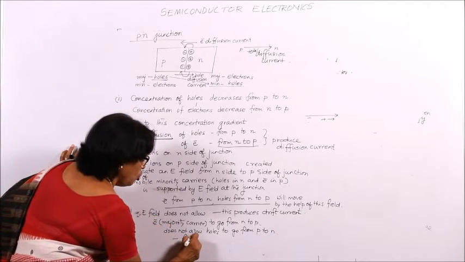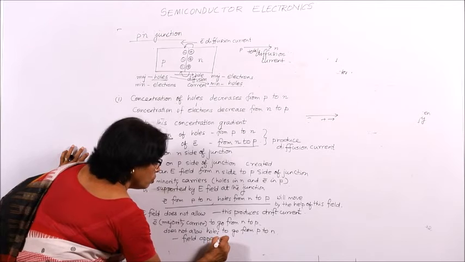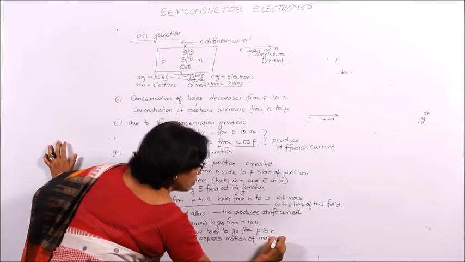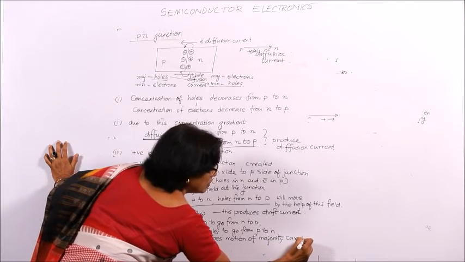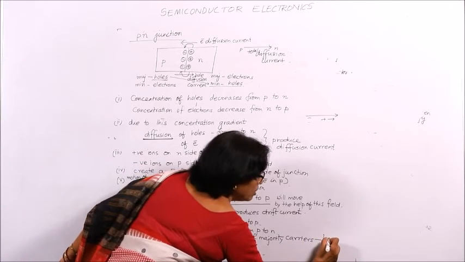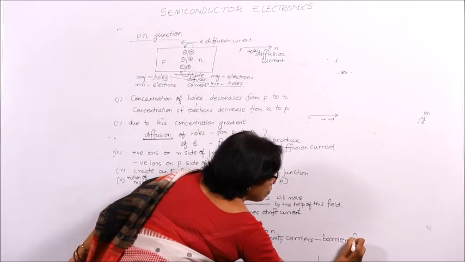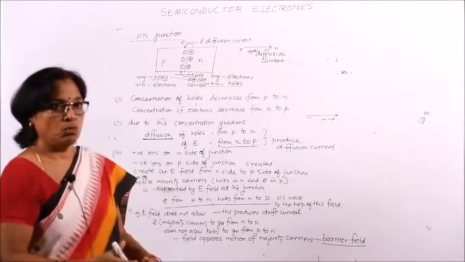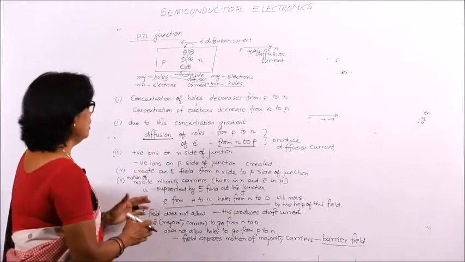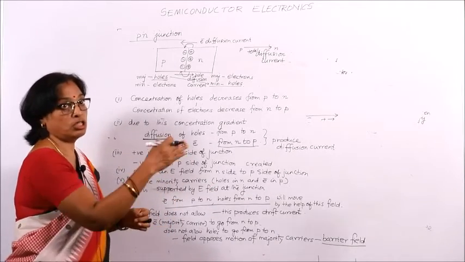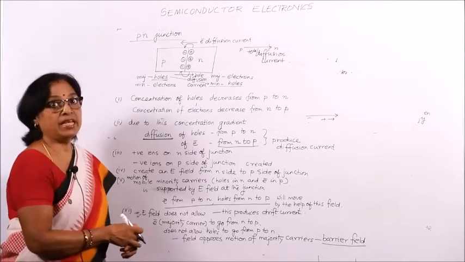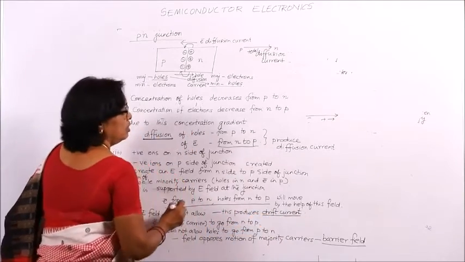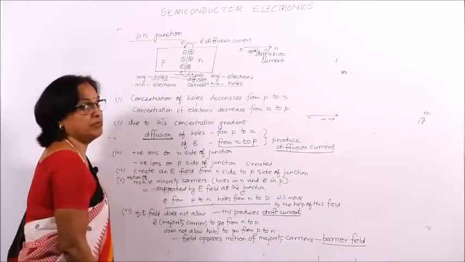So this field opposes motion of majority carriers, and that is why we call it barrier field. It is a barrier. It opposes. It is like a wall. It is not allowing the majority carriers to cross the junction, but it supports the minority carriers to cross the junction. The minority carrier produces a drift current. The majority carrier initially produces a diffusion current.